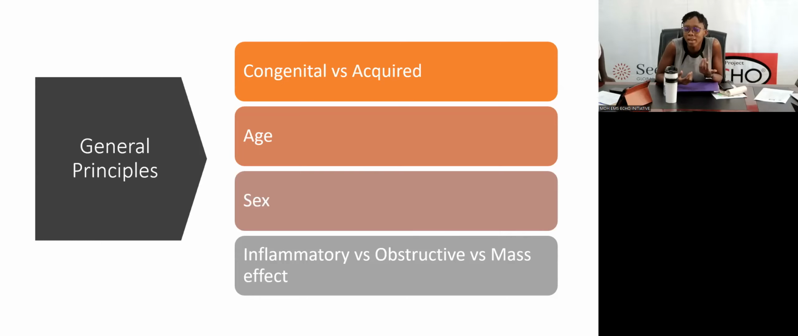Anything that can give me bloody stools in a 2-day-old that's congenital. And that's when it hits you: malrotation with midgut volvulus. So age is really important because it's also going to help you sort out your differentials. And again, that will help you because of the investigations you ask for.